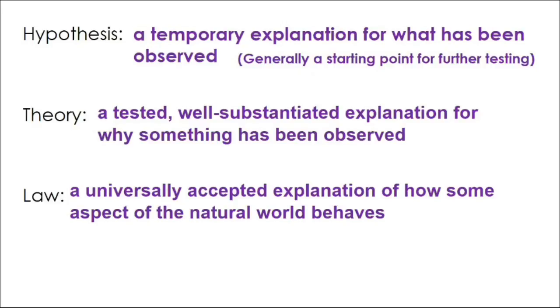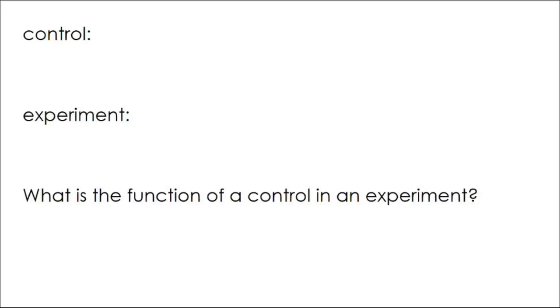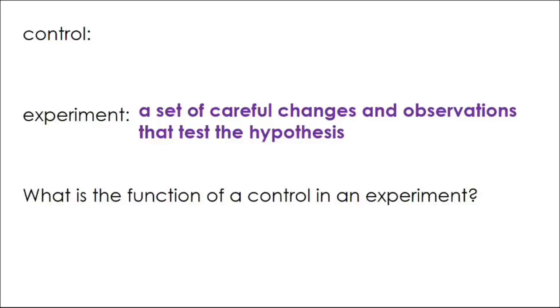So this next chunk of information is really going to help you as you're designing an experiment in our lab next class. So an experiment is a set of careful changes and observations that test a specific hypothesis. So if we were testing how fertilizer affected plant growth, we would have to make sure that we choose a fertilizer and put it in the right amounts and make observations that will let us see how that fertilizer is affecting plant growth, whether it's helping or hurting it.